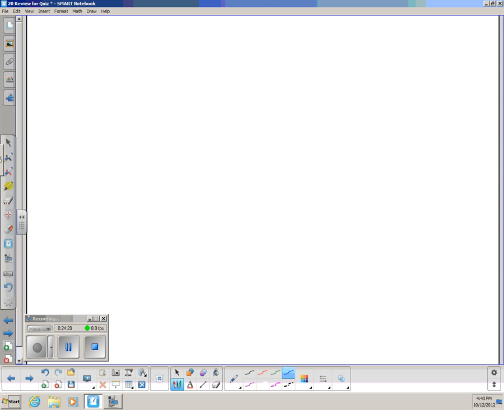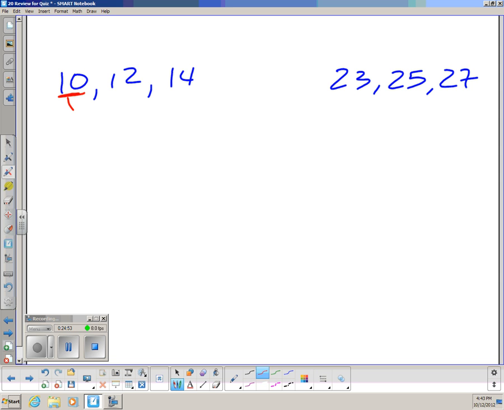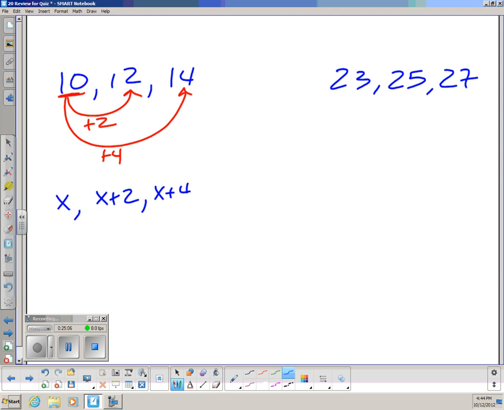Okay? Here are 3 consecutive even integers. I'm going to start off with 10. 10, 12, 14. And here are 3 consecutive odd integers. 23, 25, 27. But the thing that's cool about odds and evens is that they actually follow the same pattern. If I want to go from the 10 to the 12, I just add 2. If I want to go from the 10 to the 14, I add 4. So if I started off instead of 10 with an x, the next one would be x plus 2, and the next one would be x plus 4.